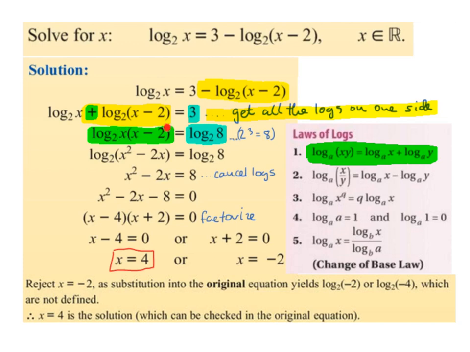So next we're going to multiply out the brackets. x by x is x squared, and x by minus 2 is minus 2x. So now we have log base 2 of x squared minus 2x on one side. That's equal to log base 2 of 8. So now we can cancel out our logs because they have the same base.